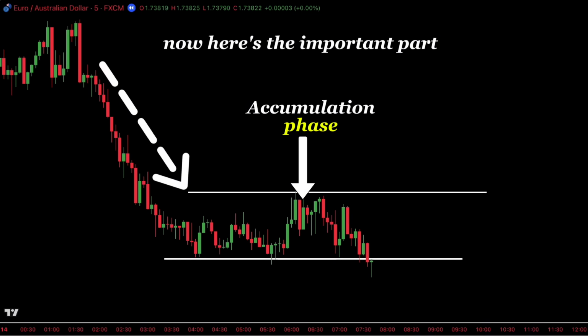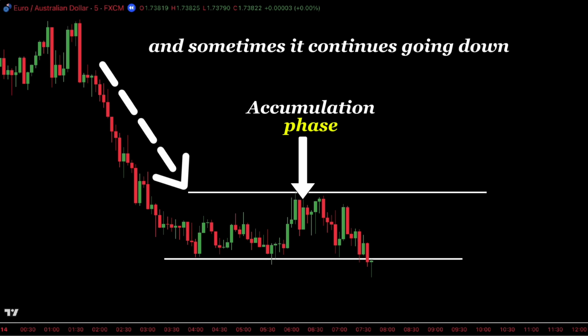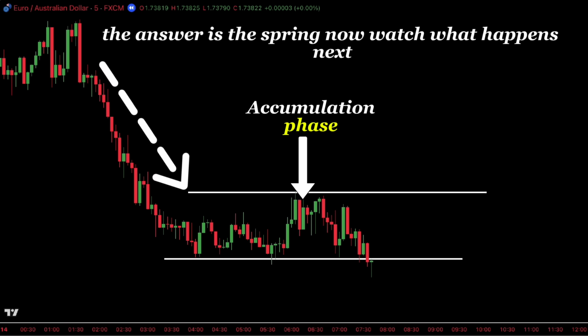Now here's the important part. Sometimes the market breaks out of accumulation, and sometimes it continues going down. So how do we know the difference? The answer is the spring. Now watch what happens next.